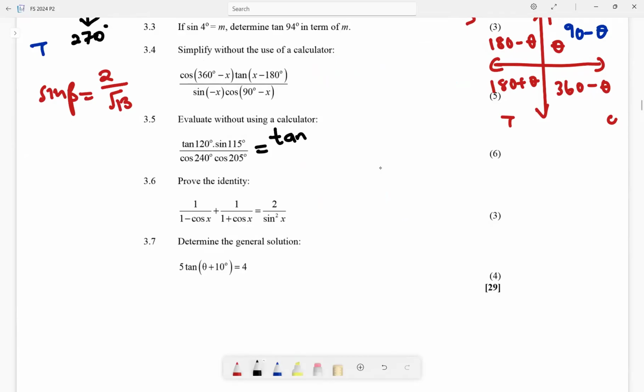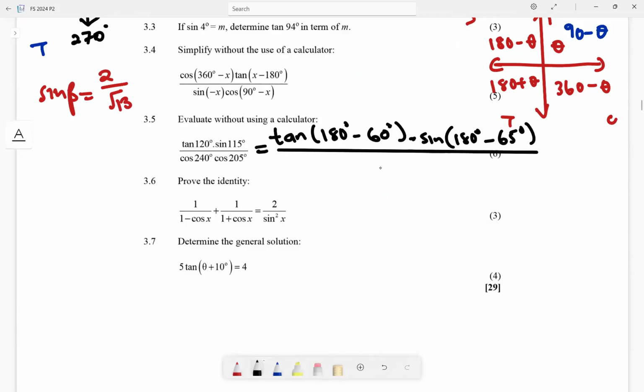So this will be tan 180 degrees. What is it that I can subtract? I can subtract 120 to get this one. I just say 180 minus 120 to get the answer that you need here. Multiply by sine 180 minus 115. I get what? I think 75 or 65. Okay, I get 65.